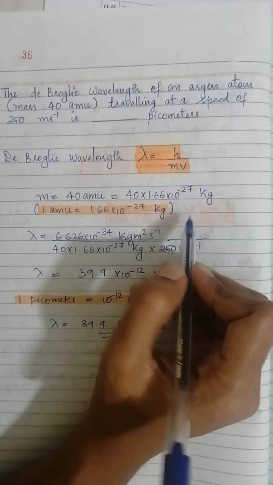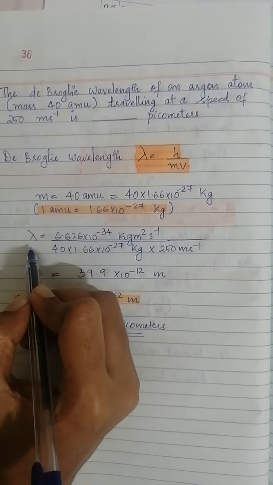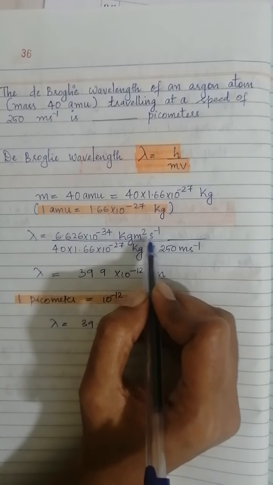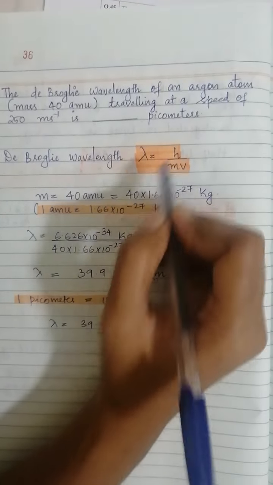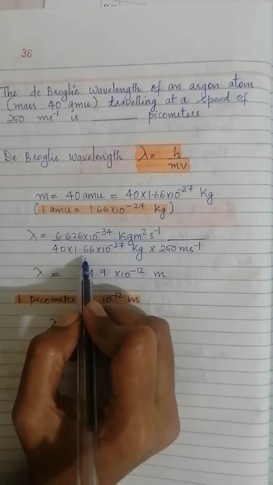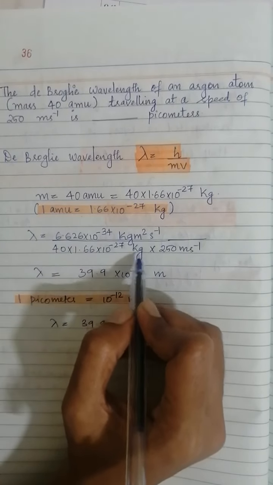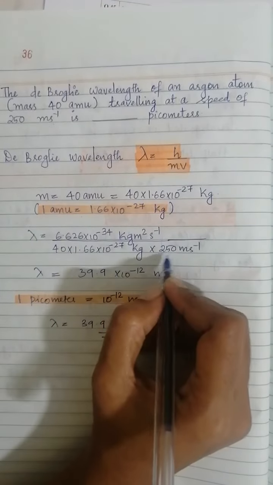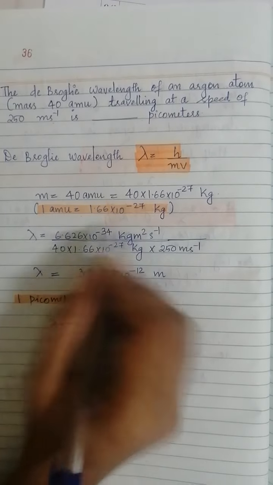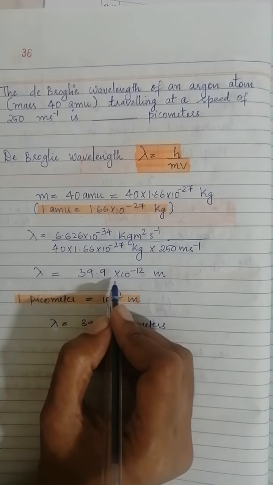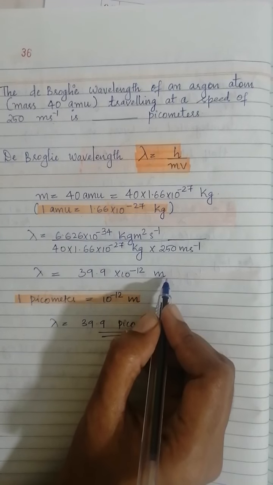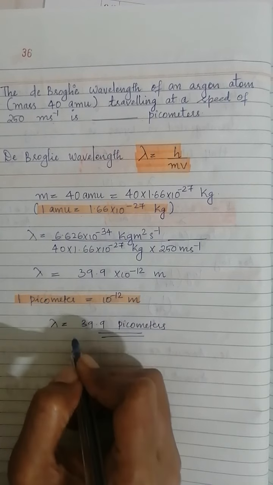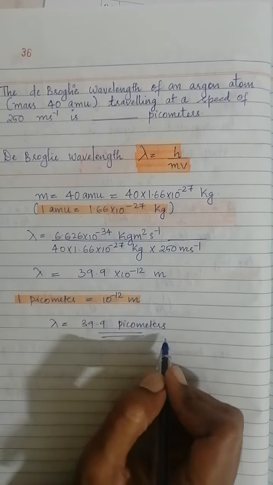Now substituting the values in this equation, we will get de Broglie wavelength lambda is equal to 6.626 into 10 raised to minus 34 kilogram meter square second raised to minus 1, which is nothing but h, divided by 40 into 1.66 into 10 raised to minus 27 kilogram into the velocity, which is given as 250 meter per second. So on solving this, we'll get lambda equal to 39.9 into 10 raised to minus 12 meter. And we know that 1 picometer is equal to 10 raised to minus 12 meter. So lambda is equal to 39.9 picometers.